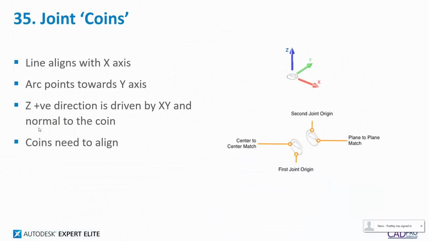Okay, so assembly joints. This is one of the areas that new users can struggle with, and one of the core points of joints are the joint coins. Now, the little tunnel-shaped cutout in the center there has meaning. The line aligns with the x-axis, and the arc points towards the positive direction of the y, and then the z is normal from the coin in relation to the x and y axis. So the coins need to align, and by default most of the time they do.